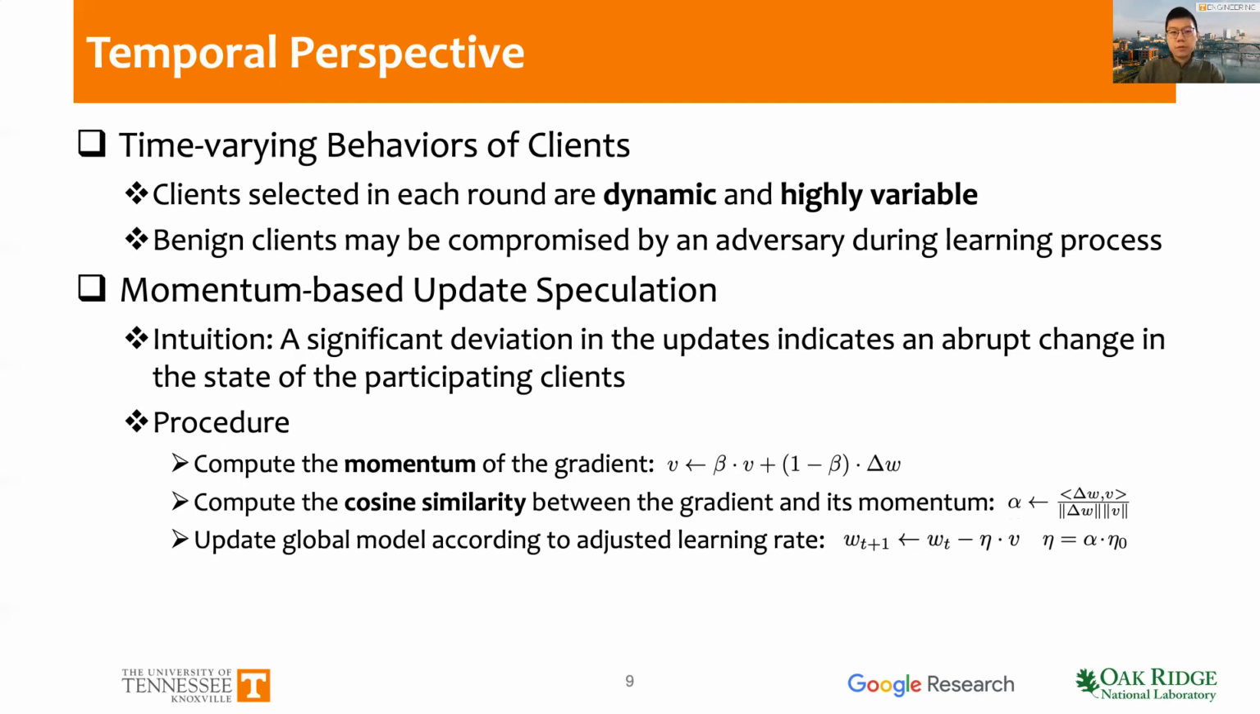Specifically, we first compute the momentum of the gradients using its exponential moving average, and then obtain the cosine similarity between the gradient and its average. Finally, we update the global model according to the adaptively adjusted learning rate.